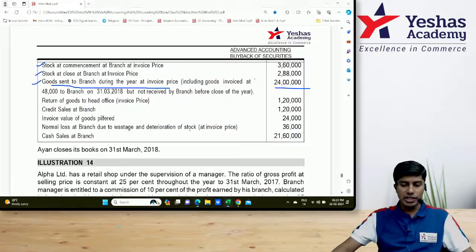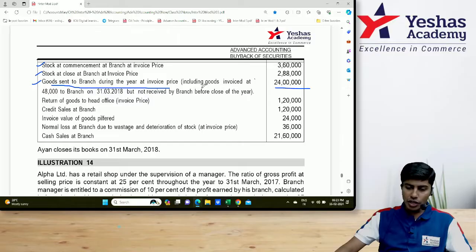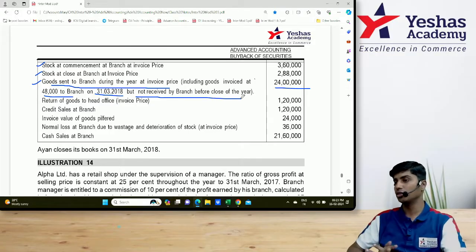Got it? Then let's go to the next adjustment. Including goods invoiced at 48,000 to branch on 31st March 18, but not received by branch. Underline the words not received. Right there. Goods in transit.